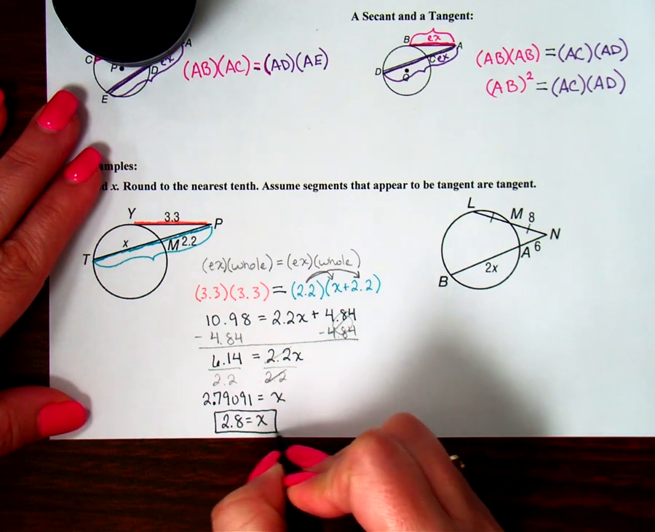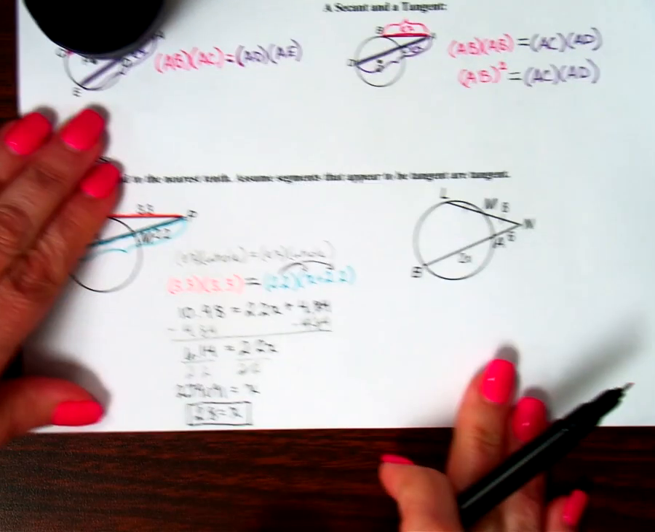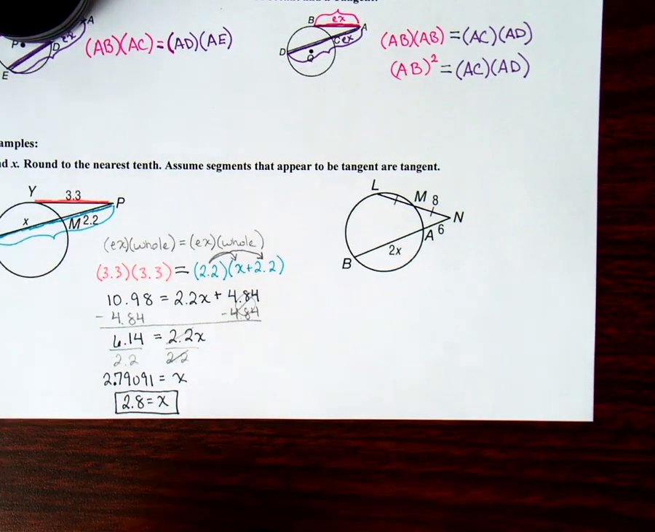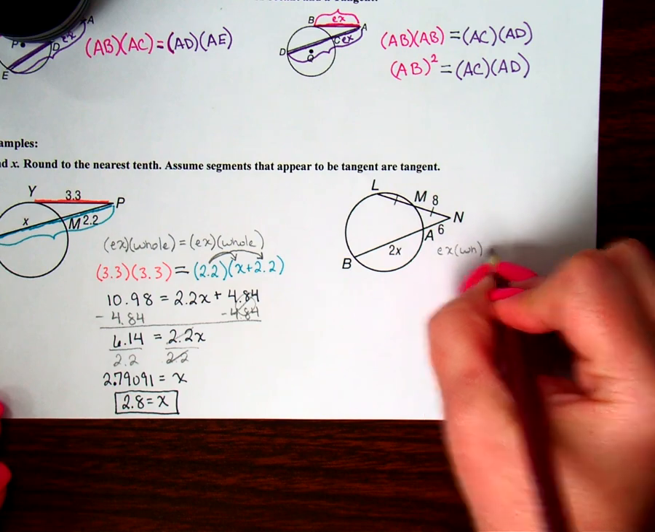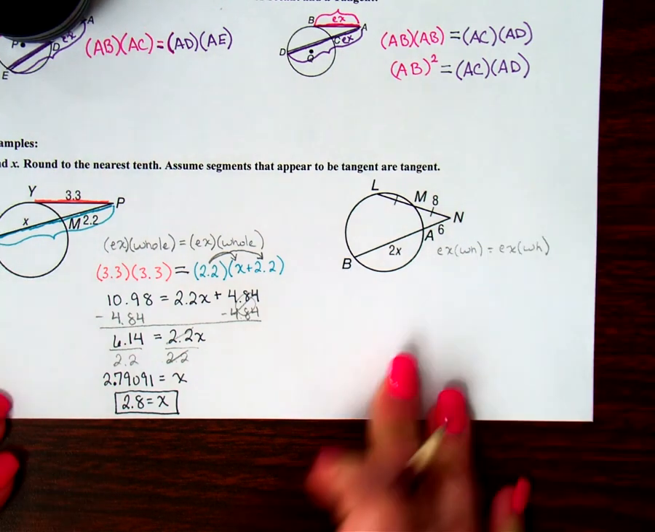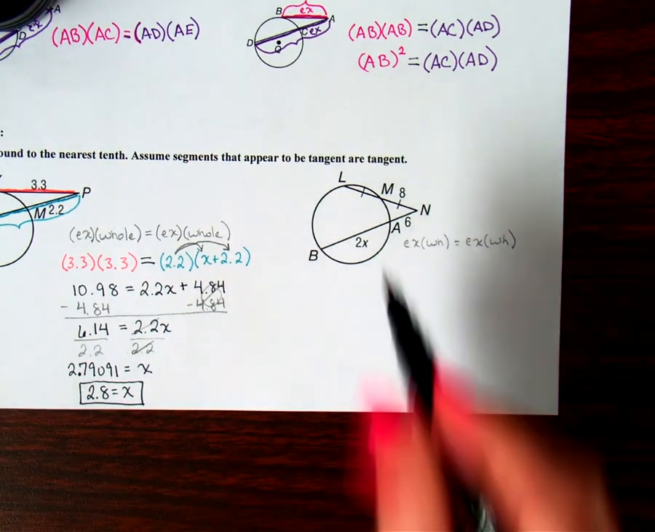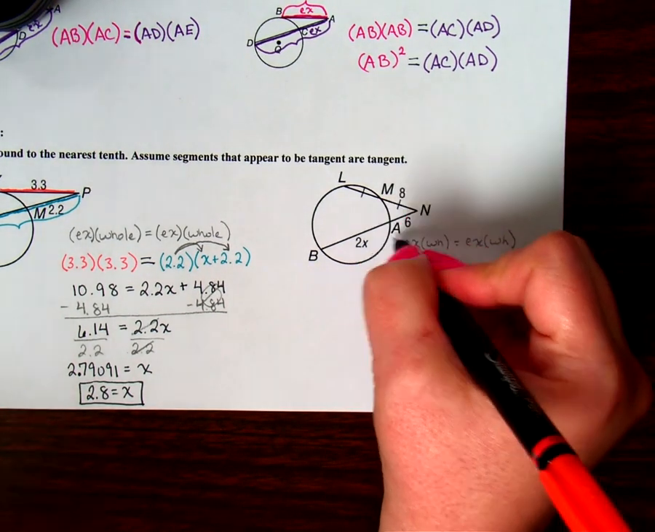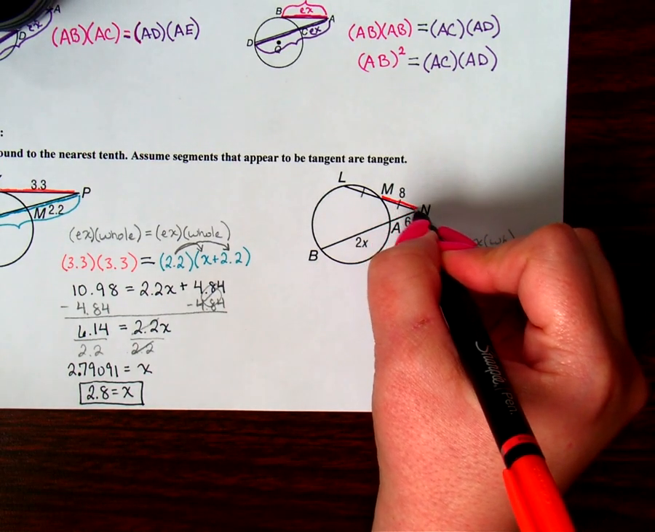Okay, let's do another example. All right, so again, we want to do external times whole equals external times whole. I just like to write that down for myself so I don't forget.